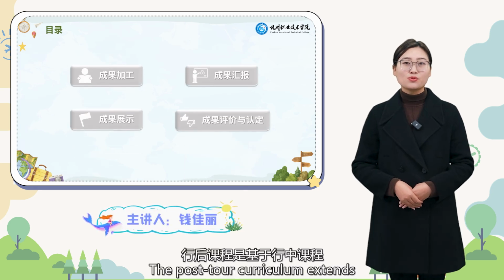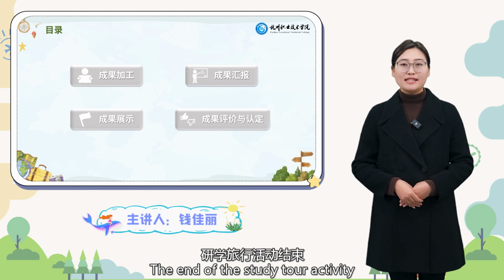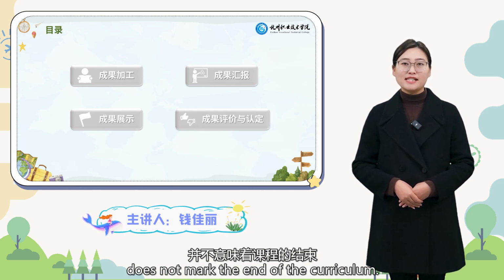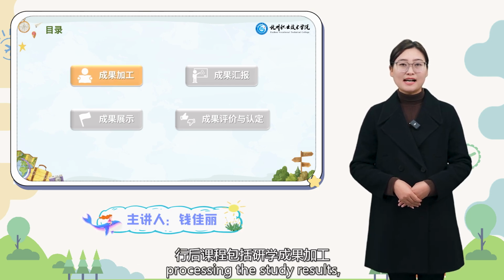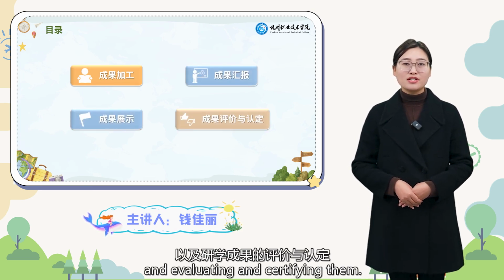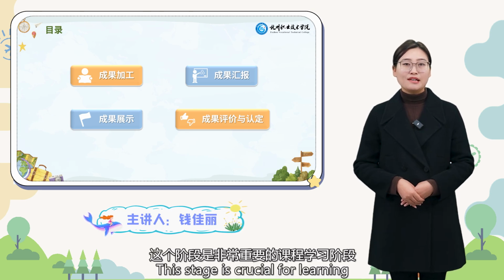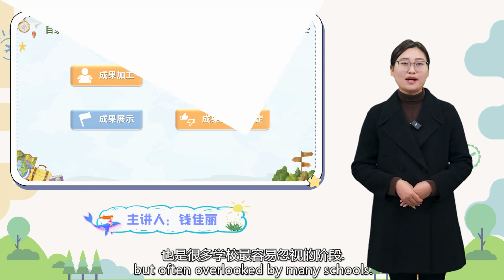The post-tour curriculum extends from the achievements during the tour. The end of the study tour activity does not mark the end of the curriculum. The post-tour curriculum includes processing the study results, reporting them, presenting them, and evaluating and certifying them. This stage is crucial for learning, but often overlooked by many schools.